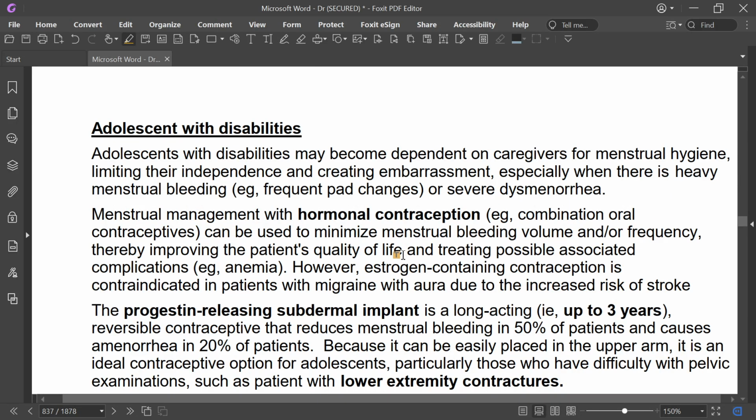Adolescents with disabilities may become dependent on caregivers for menstrual hygiene, limiting their independence and creating embarrassment, especially when they have heavy menstrual bleeding, frequent patches, and severe symptoms. Menstrual management with hormonal contraception: combined OCP can be used to minimize menstrual blood volume or frequency, thereby improving the patient's quality of life.